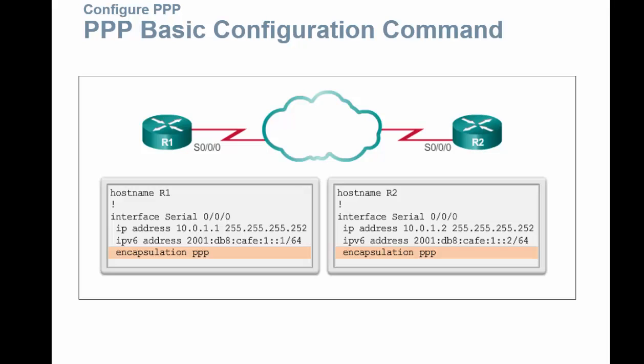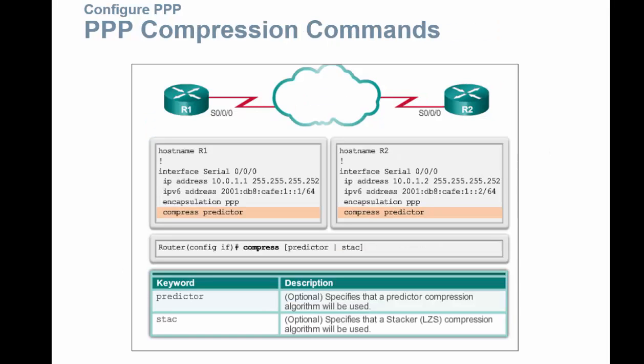Keep in mind that PPP is not the default on a Cisco router. The default encapsulation for serial interfaces is HDLC. Okay, so if you don't set it up as PPP, it's going to default to HDLC with your Cisco routers. Compression on serial interfaces can be configured after your PPP encapsulation is enabled.